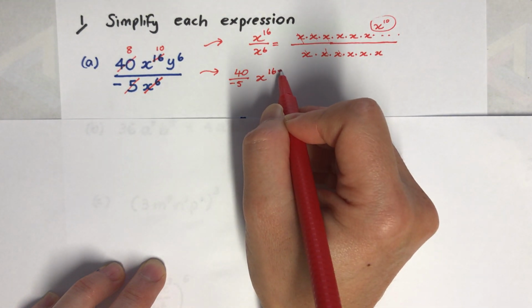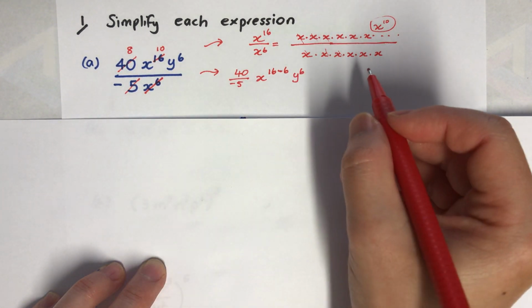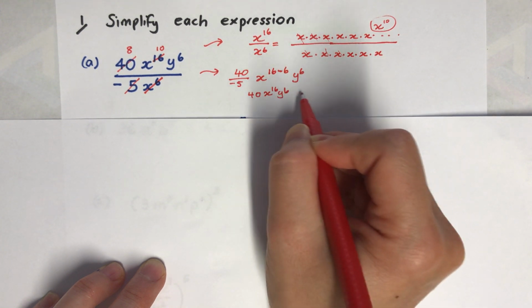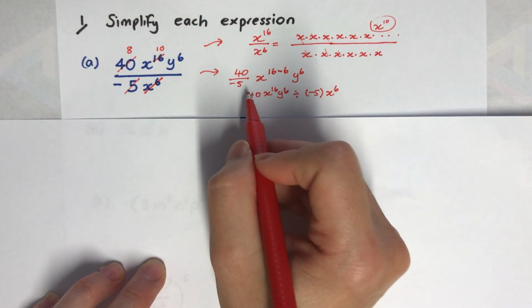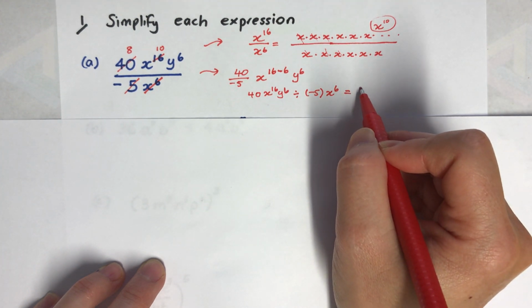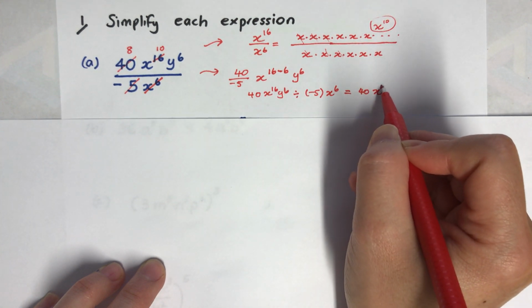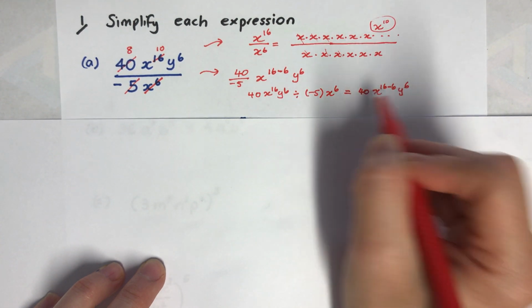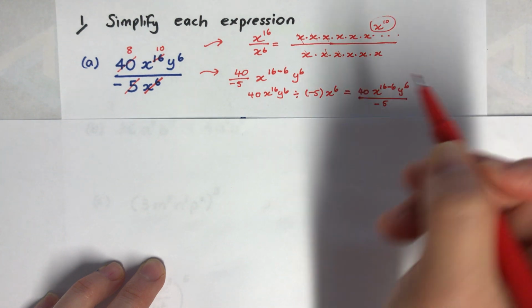So we could just do 40 divided by 5, and then 16 take away 6 for x, because what does this mean, guys? It means 40x to the power of 16 y to the power of 6 divided by minus 5x to the power of 6. With a division, you take away the powers, remember? So I will do 40x to the power of 16 take away 6. There's only one y there, all over minus 5. It's the same thing.